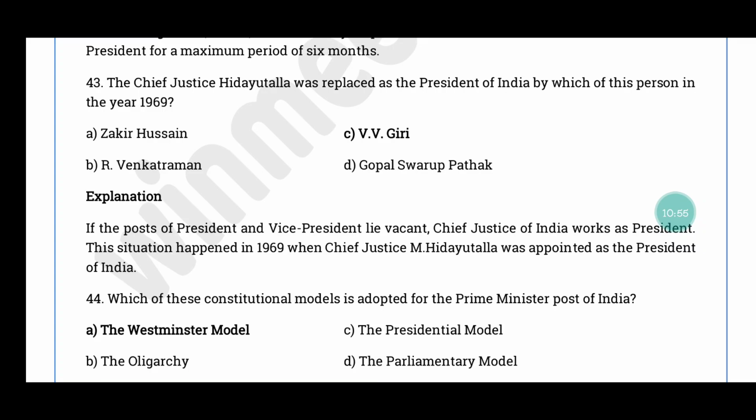Question number 43. The Chief Justice Hidayatullah was replaced as the President of India by which of this person in the year 1969? The correct answer is option C, V.V. Giri. போஸ்ட் ஆஃப் பிரசிடென்ட் அண்ட் வைஸ் பிரசிடென்ட் ரெண்டுமே வேக்கண்ட்டாக இருக்கும்போது சீஃப் ஜஸ்டிஸ் ஆஃப் இந்தியா வந்து பிரசிடெண்ட்டாக ஒர்க் பண்ணுவார். இந்த சிச்சுவேஷன் 1969 நடந்துச்சு. வேர் சீஃப் ஜஸ்டிஸ் எம் ஹிதயத்துல்லா வந்து ஹி வாஸ் அப்பாயிண்டட் ஆஸ் தி பிரசிடென்ட் ஆஃப் இந்தியா, he was replacing V.V. Giri.